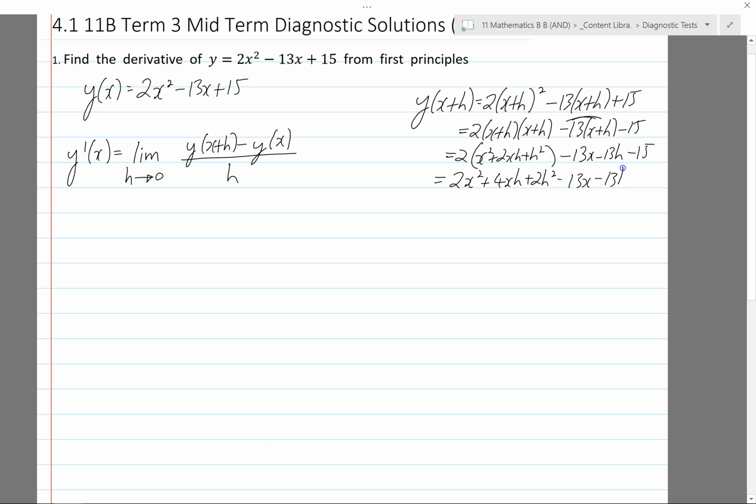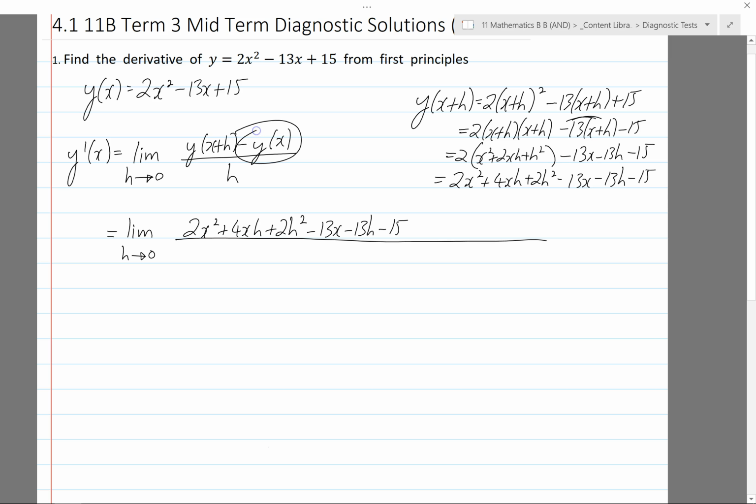Okay, this massive expression here. There's lots of terms there. Hopefully some of them will get cancelled out. Now that I've done that expansion, I can come back to my derivative and substitute that result into where I have y of x plus h. So all of that is going to go in this line. It's going to look pretty big. Hopefully my fraction line's long enough. Okay, so that's the first part done.